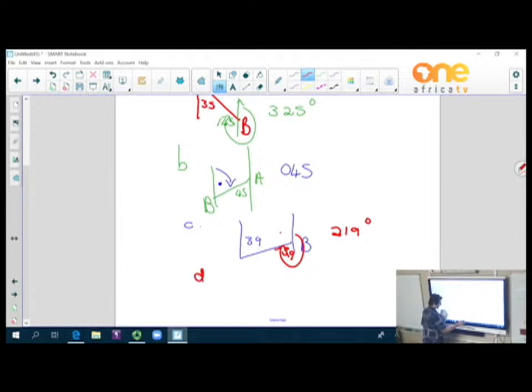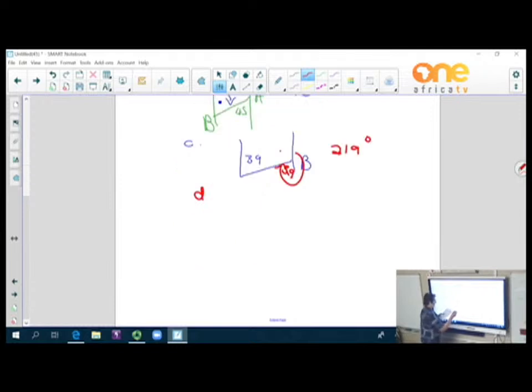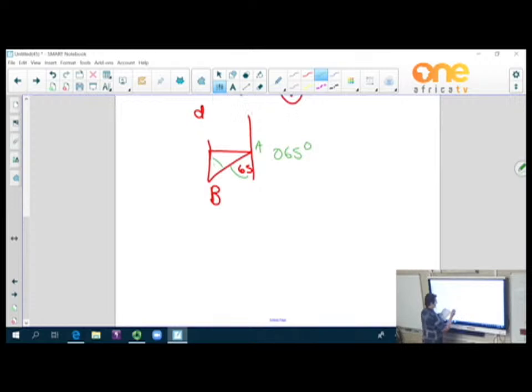Number D. So this one looks like this. Here we have this triangle, and point B is here. So this is the second north line that we have. This one is 65 degrees. Again, A from B. So this is what we want. There it is. And this one is alternating with this one. So it is 065 degrees there.